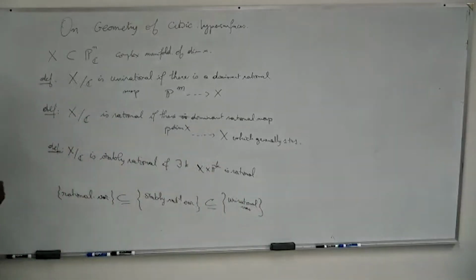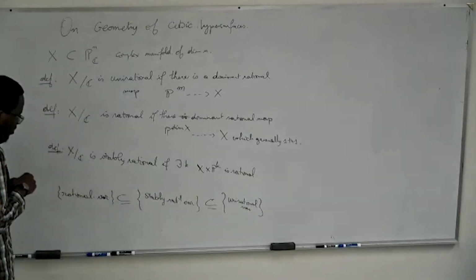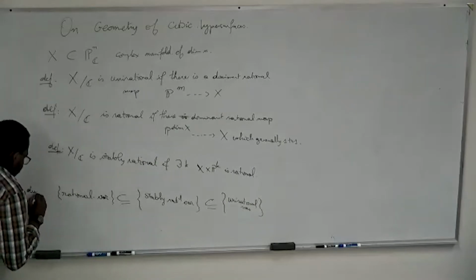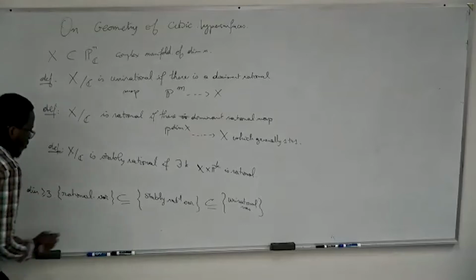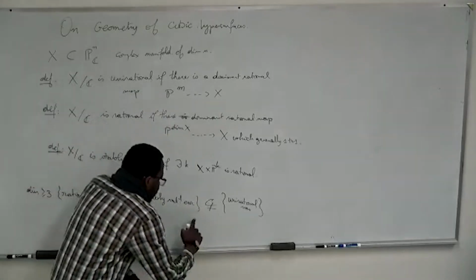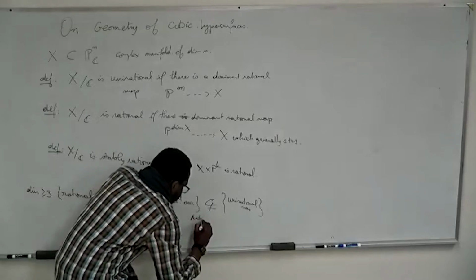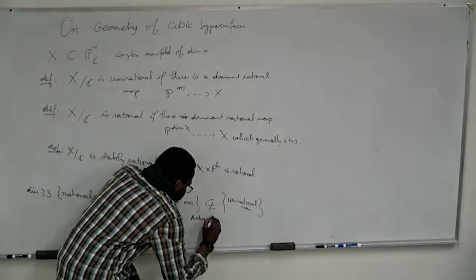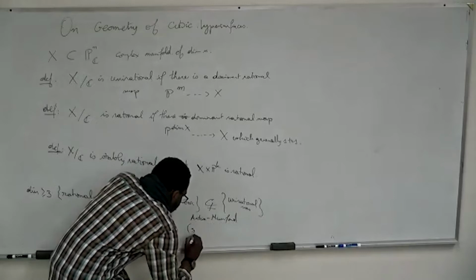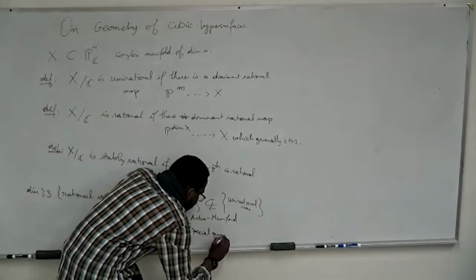And in dimension 1 and 2, all three notions coincide. Starting from dimension 3, they stop coinciding. And the strictness of this inclusion was proven, for example, I think one of the first examples was by Artin and Mumford with a special quartic double solid.